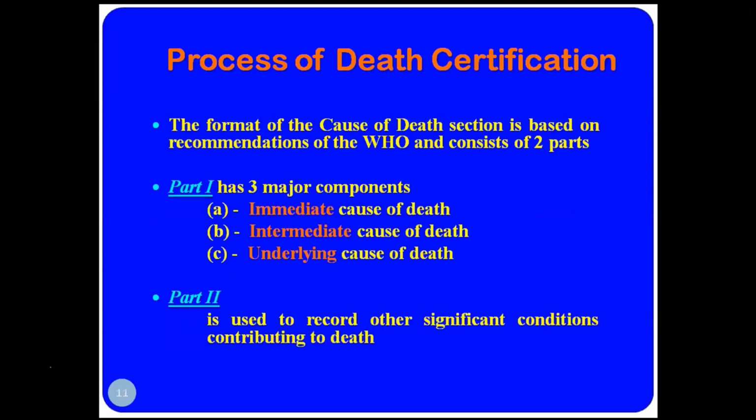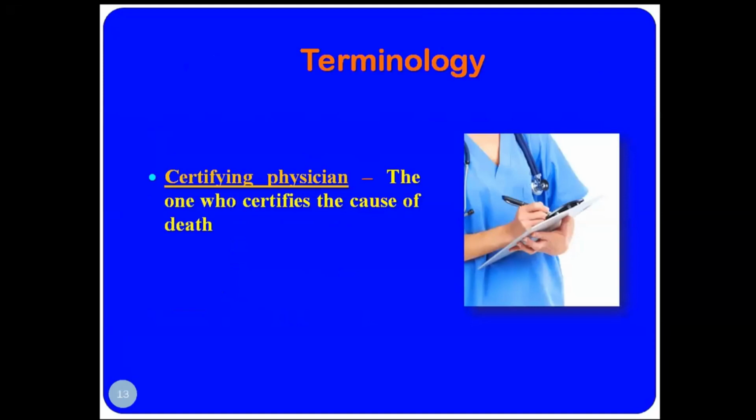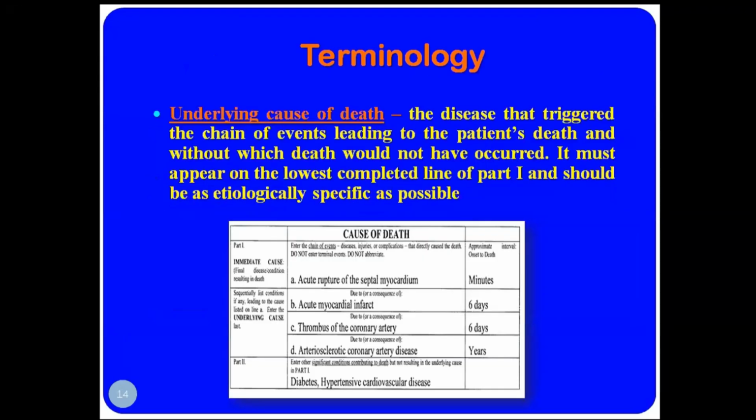Now, if you look into the death certificate, as I told you, there are two parts, part 1 and part 2. Part 1 has three major components. Who is the certifying physician? The one who certifies the cause of death is known as the certifying physician. Now, what is the underlying cause of death? These definitions and terminologies are extremely important. It is the disease that triggered the chain of events leading to the patient's death and without which death would not have occurred. This is the underlying cause of death, the third line in part 1. It must appear on the lowest completed line of part 1 and it should be as etiologically specific as possible.